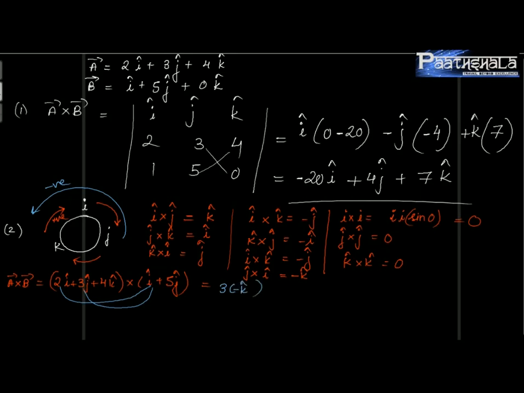Finally, k cross i shall give you j, as we have written out over here. So k cross i gives you j. So that's plus 4j.